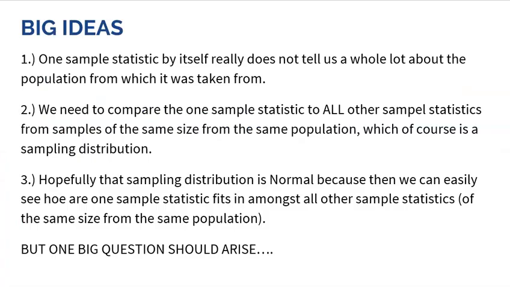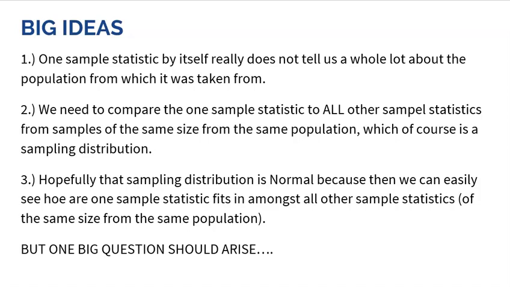All right, over the last couple of lessons, we've talked about some big ideas. One big idea is that one sample statistic by itself really does not tell us a whole lot about the population from which it was taken. What we need to do is compare the one sample statistic to all other sample statistics from samples of the same size from the same population, which is of course a sampling distribution. Once we have a picture of what all possible sample statistics could look like, then it becomes really easy for us to understand how our sample fits in amongst those other sample statistics.